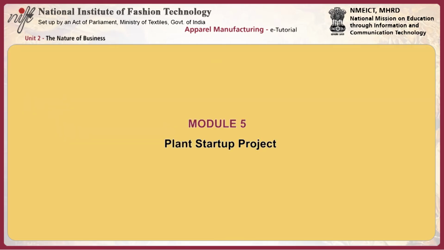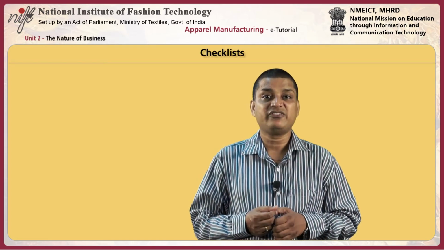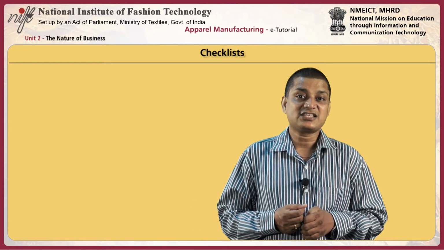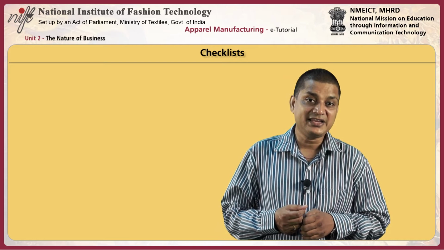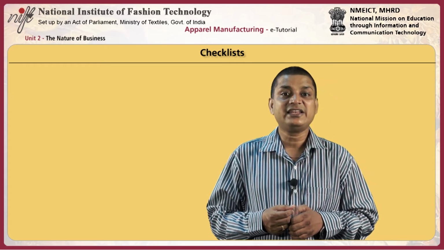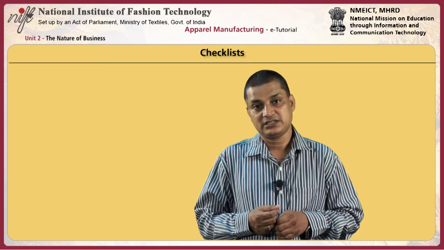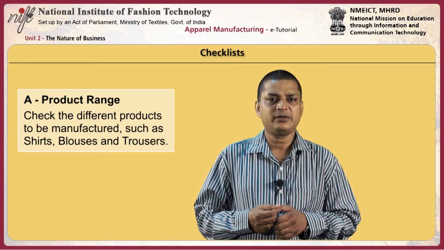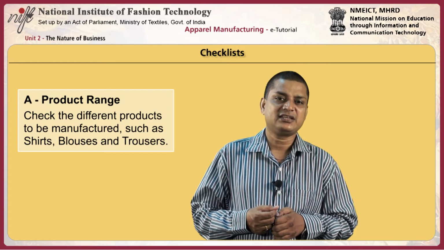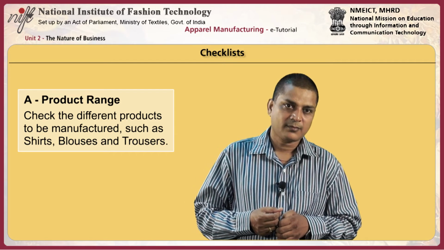The last module reviews some important checklists that are necessary for effective administration of a garment manufacturing unit. Let us learn about the various checklists that have to be filled by a client before starting any plant startup project. This checklist should be filled by the client before starting a plant startup project.